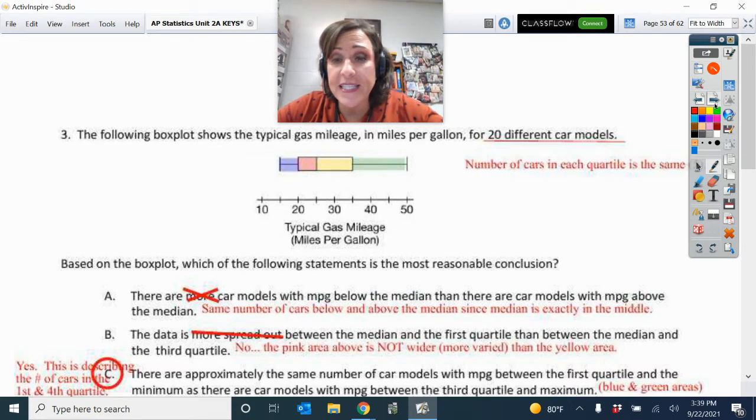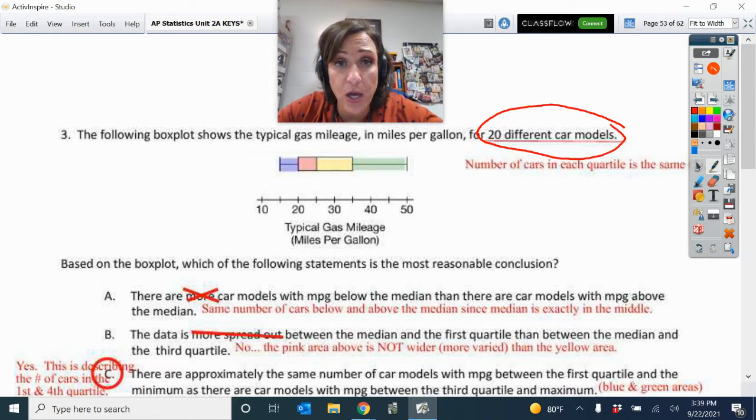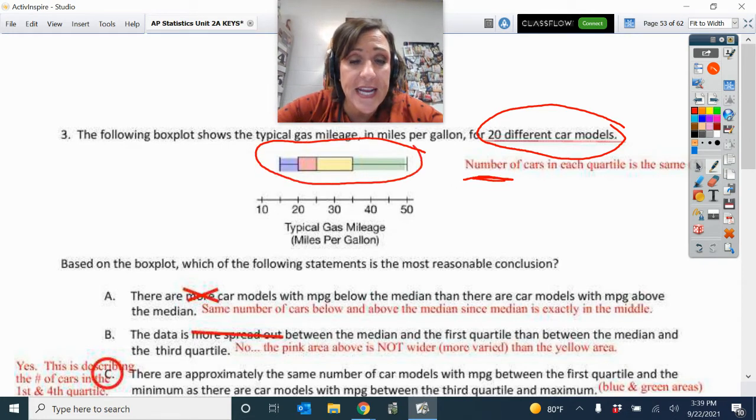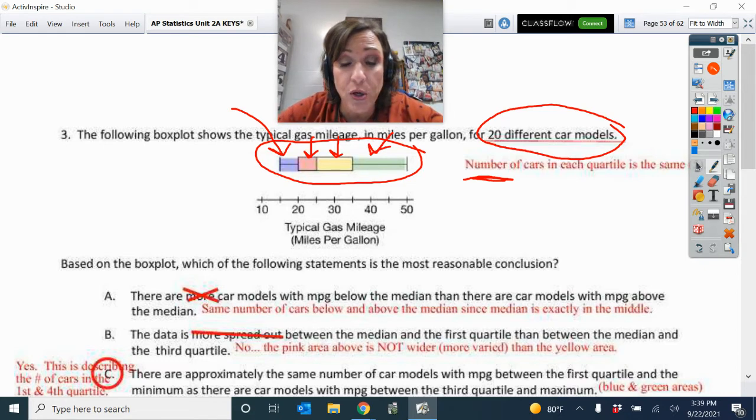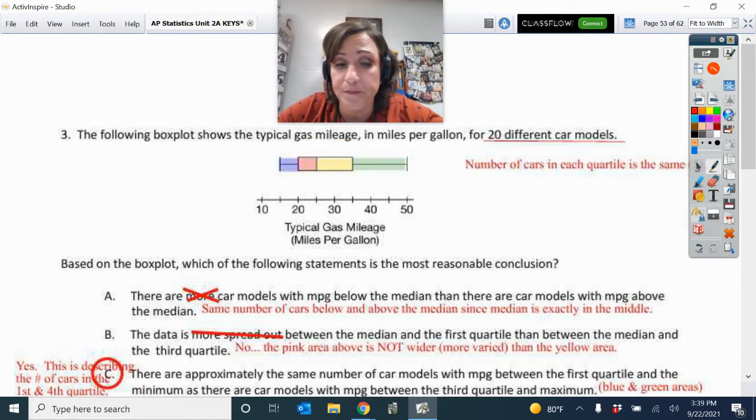Now, the fact that they told us that this data set has 20 different car models does not necessarily give us much more information. It gives us a little, because then we would know the number of cars that are in each quartile. And because this is one set of data, I know that 25% of the data is in every quartile. So every quartile has the same number of cars in it.